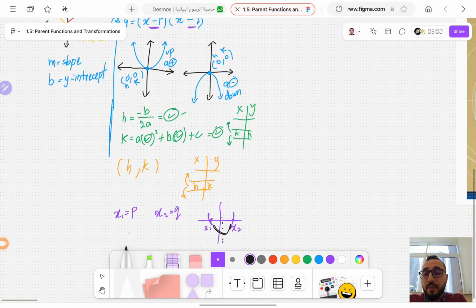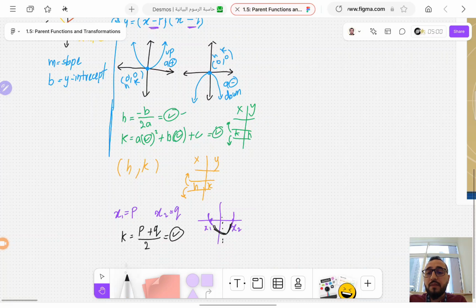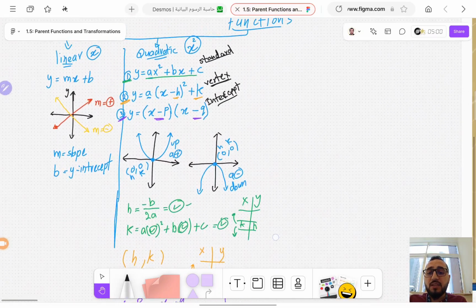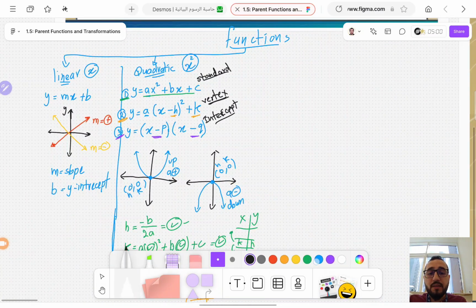So what can I do? Just find an average. The k will be p plus q divided by 2, which gives the axis of symmetry. Now you can just replace it and graph the function. So this is just additional information on how you can graph the quadratic function using any of the forms. If you need help, please ask me in the comments.